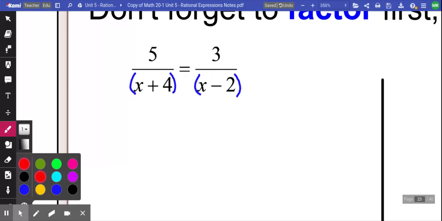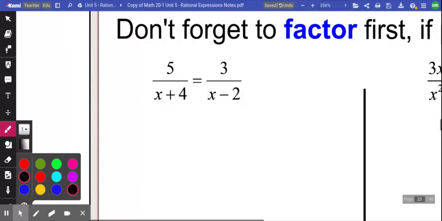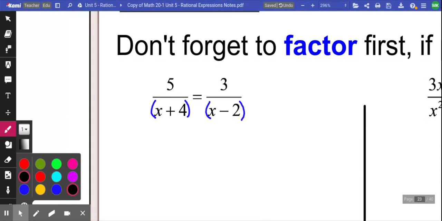Second step is state my non-permissible values. My non-permissible values come from those denominators. x cannot equal negative 4 or positive 2 because that would cause me to divide by 0. Now that I've done all that, I get to my simplify/solving step. I need a common denominator. This x plus 4 needs to be multiplied over here.